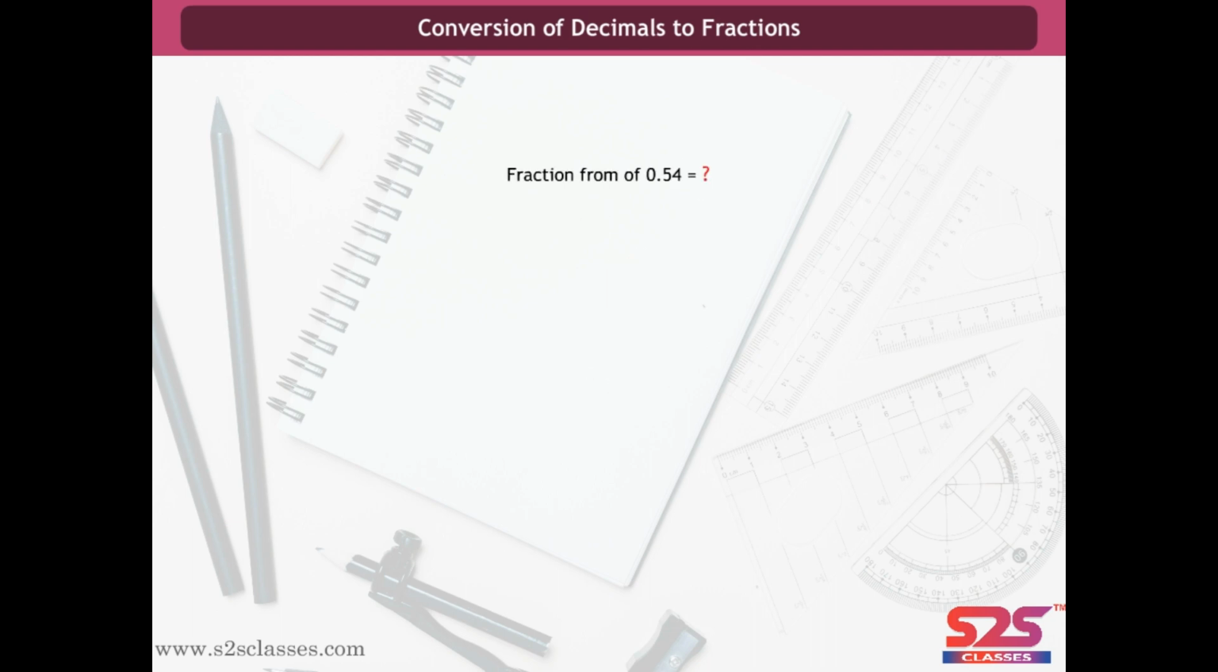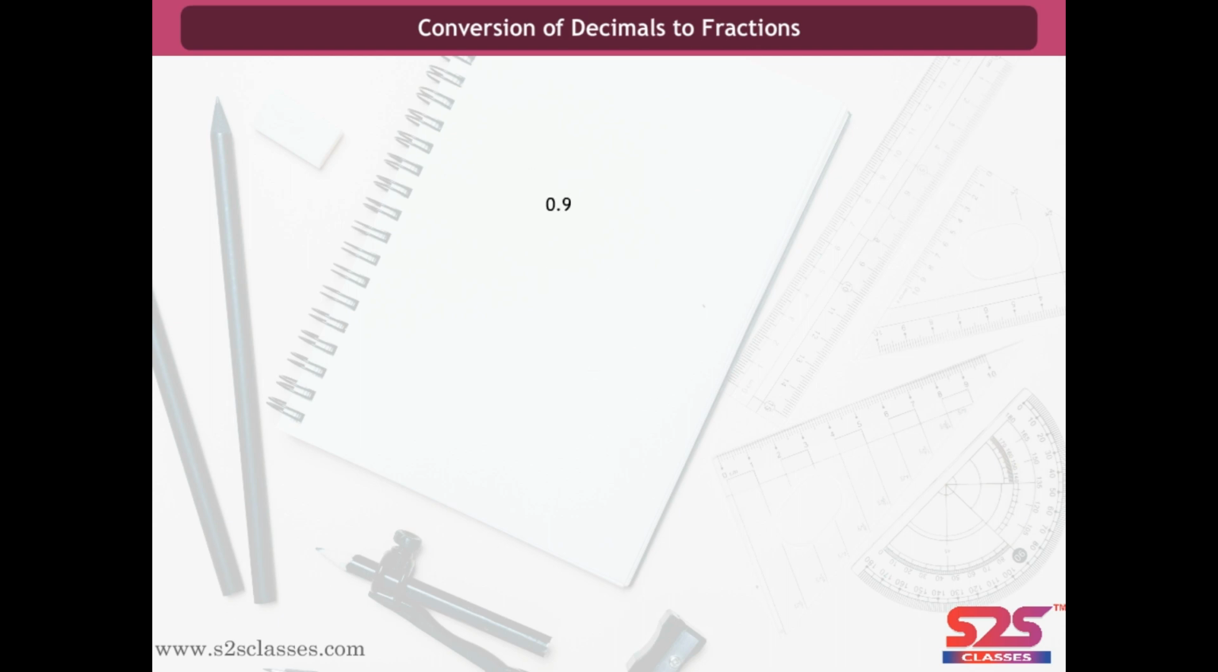Now what is the fraction form of 0.54? In 0.54, there are two digits, 5 and 4, after the decimal. So the value of p is equal to 2. Hence we can write 0.54 as 54 by 10 raised to the power 2, that is 54 by 100, which is equal to 27 by 50.